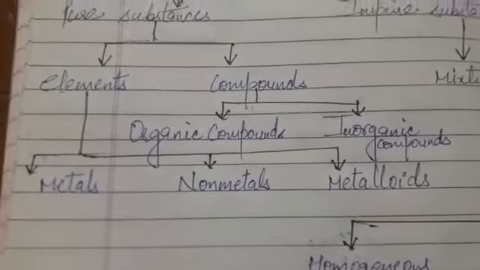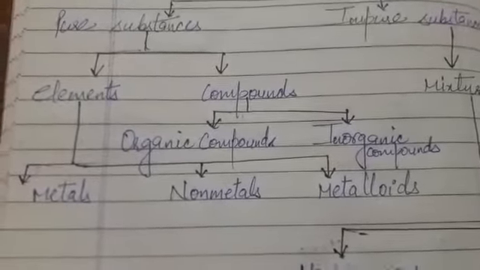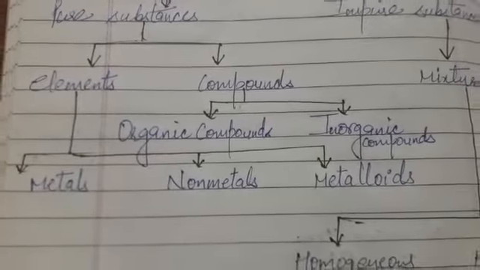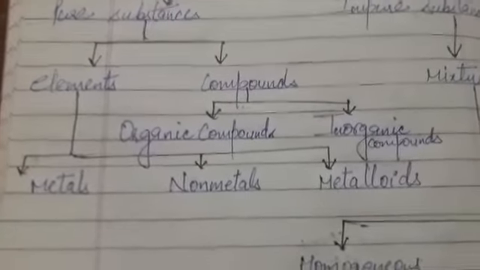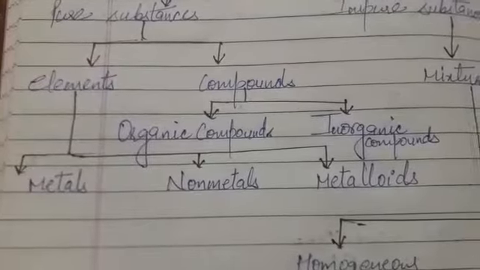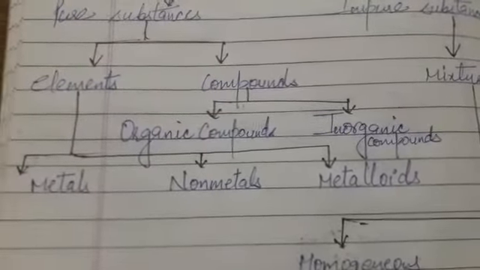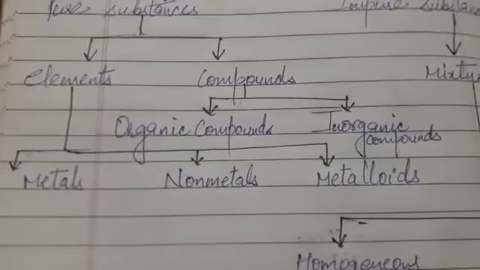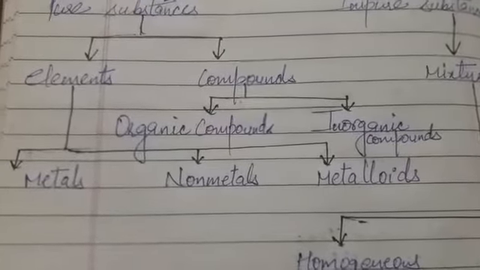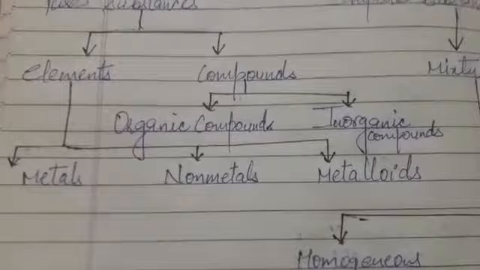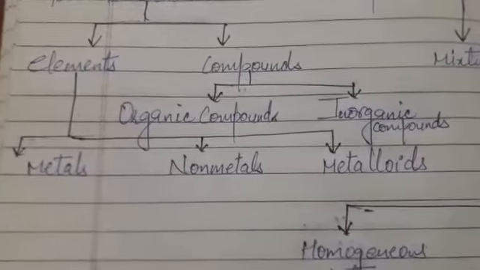These elements are found in the earth's crust either in free state or in combined state. Free state, for example, hydrogen. Combined state, where hydrogen is interlinked with any other element, that is oxygen. Hydrogen and oxygen, two atoms of hydrogen and one atom of oxygen, form the formula H2O, where hydrogen is in combined state.